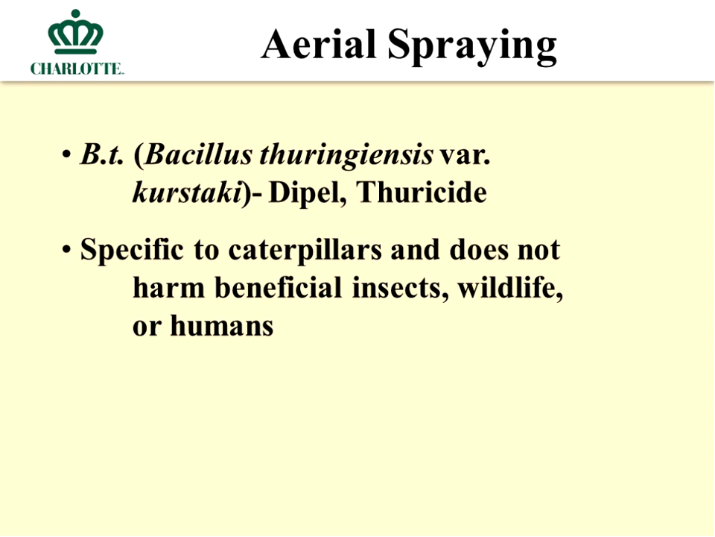And one of those products is BT, which is a bacteria, Bacillus thuringiensis kurstaki. One of the couple common names of the product is Dipel and Thuricide. So these are products that a homeowner can buy, or a product that you can have an arborist apply to your trees to kill these caterpillars.